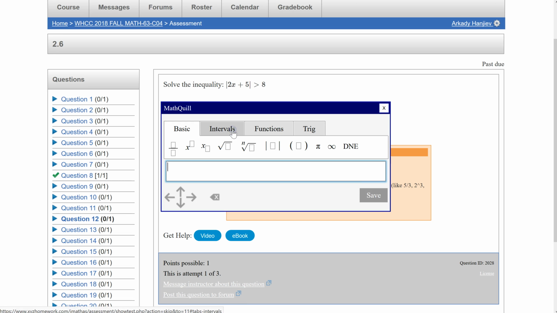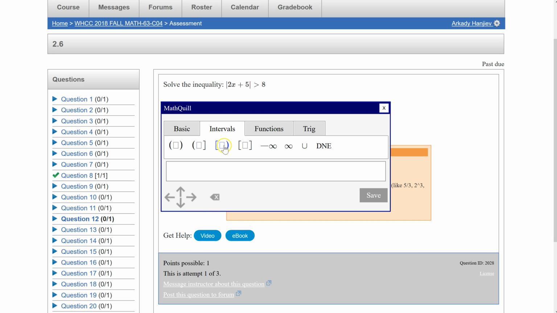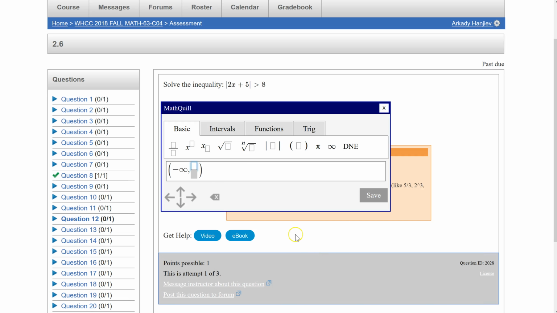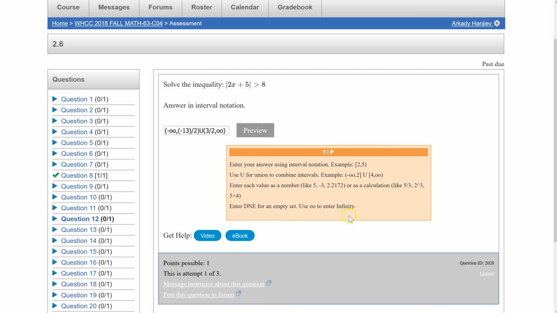Going back over here, starting interval notation again, I'm going to go with parenthesis to parenthesis. Negative infinity, and this one requires a fraction. Let me go back just to make sure it's -13 over 2, union. Same thing here, the fraction 3 over 2 to a positive infinity. Save.